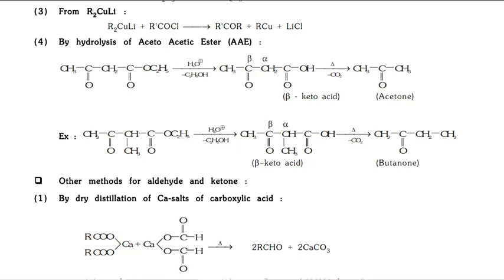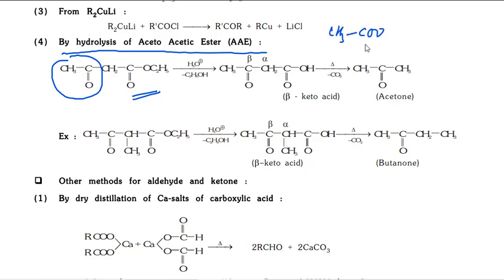Next, by hydrolysis of acetoacetic ester. See here, the name, acetyl group is there. This functional group is ester. This is the acetic ester because it looks like acetic acid. CH3COO. This is the acetic acid. See here, CH3COOH ester. So acetic ester. This is the acyl group. Acetoacetic ester. The short name is AAE.